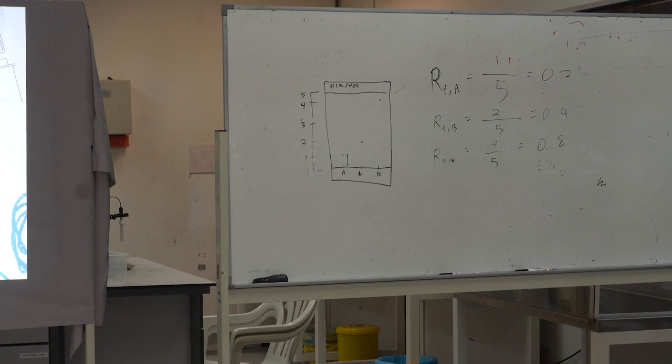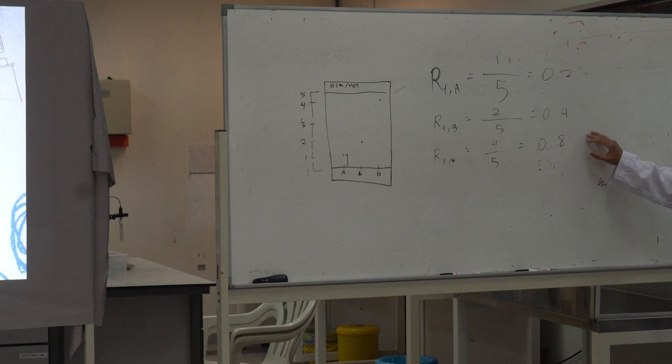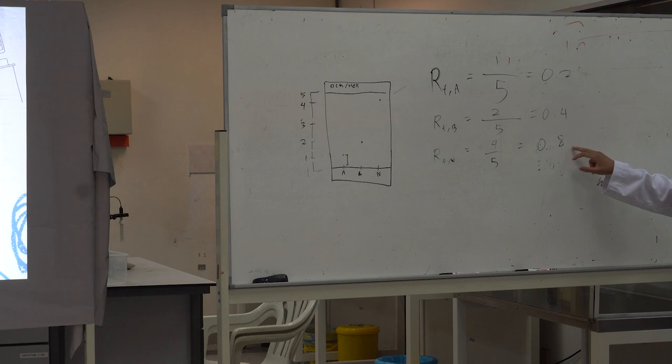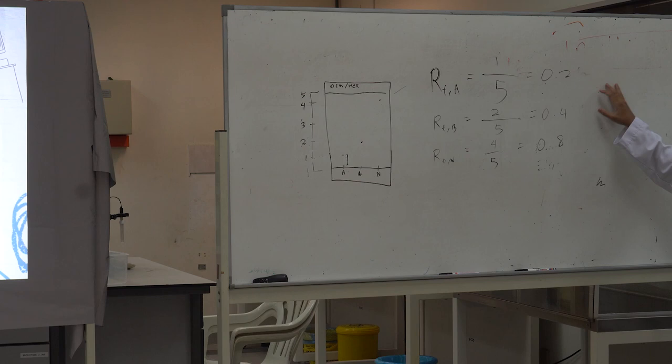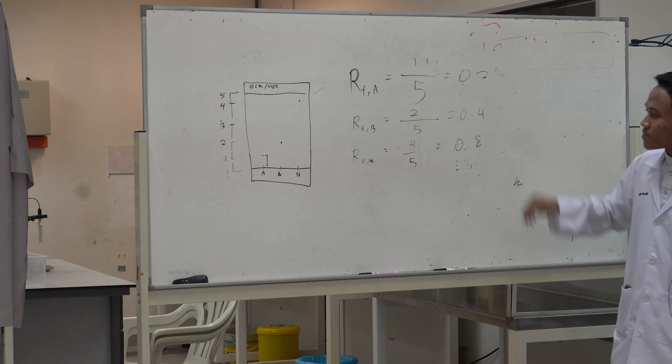So we can conclude that the higher the retardation factor, the faster it moves from the baseline. It means that a higher retardation factor is less polar than a low retardation factor. It's because when it's less polar, it's not attached strongly enough to stick.